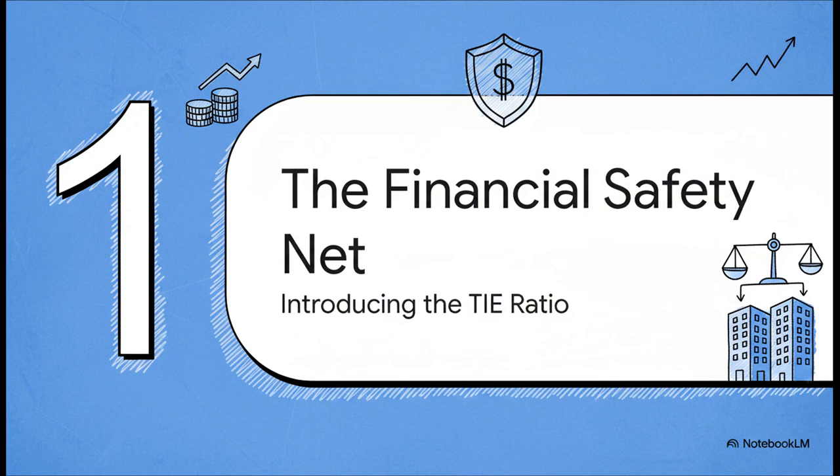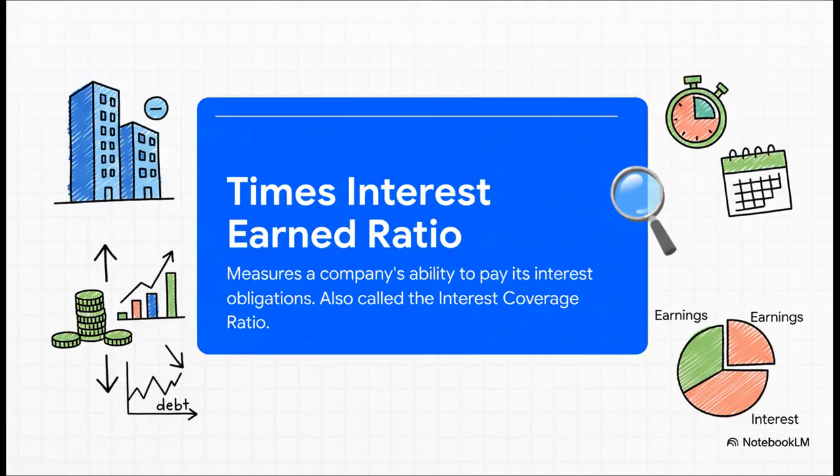The way we measure this financial safety net for a company is called the times interest earned ratio, or as we'll call it, the TIE ratio for short. So, what is it really? Put simply, the TIE ratio tells us how easily a company can pay the interest on all the money it's borrowed. You might also hear it called the interest coverage ratio, but don't worry, they're the exact same thing. It all boils down to one question. How many times over can a company's earnings cover its interest payments?